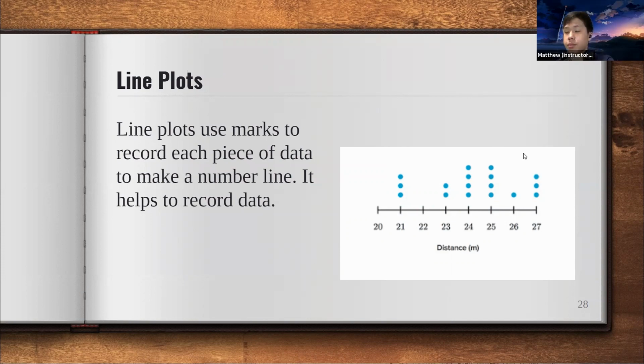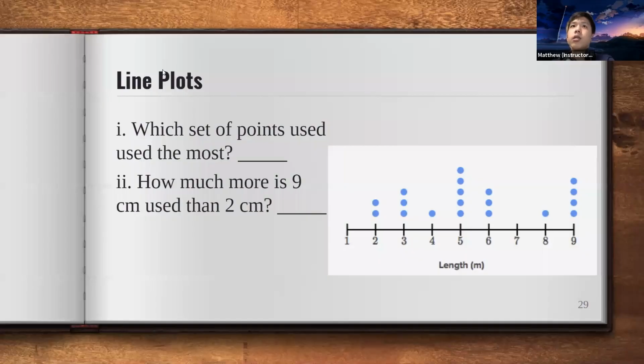Alright. So, question for line plots. Which set of points is used the most? And this would be 5. You see, it's taller than all the others, and it has the most tallies, or dots, or points as you can call them. That's 5 of them. So how much more is 9 centimeters used than the 2 centimeters? 1, 2, 3, 4. This is 1, 2. So it used 2 more than the 2 centimeters.